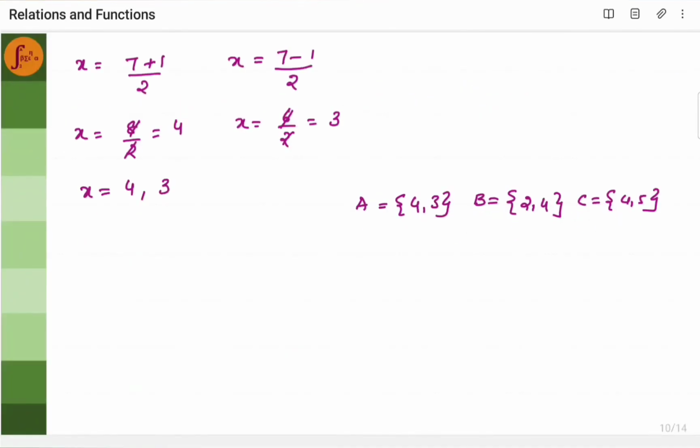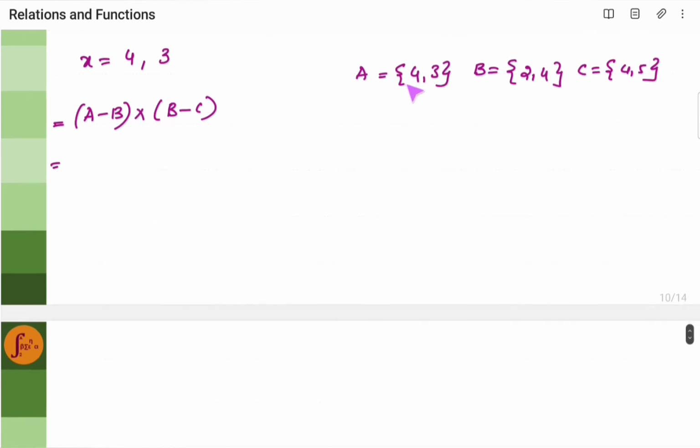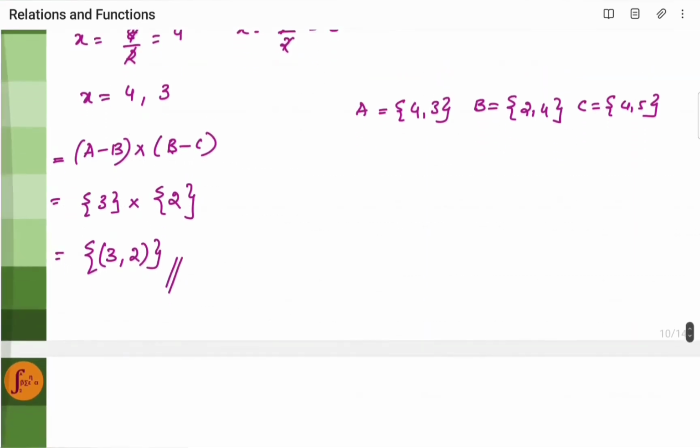So these are the three sets that we have, right? Now let's take the statement. Find A minus B into B minus C. This is what we have to find. So A minus B, elements in A but not in B. 4, it's there. 3, it's not there. So this will be 3 into elements in B but not in C. Elements in B but not in C. Is 2 there in C? No. Is 4 there in C? Yes. So let's not write 4. So now let's find the Cartesian product. Simple. 3, 2. So this is the answer for this particular problem.